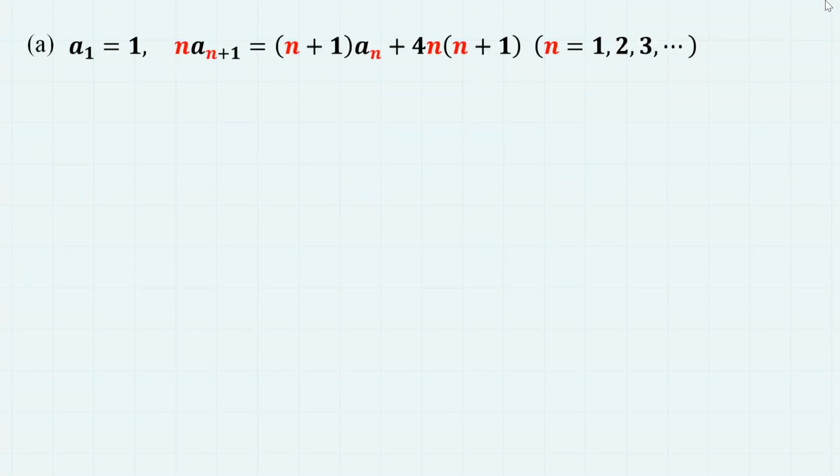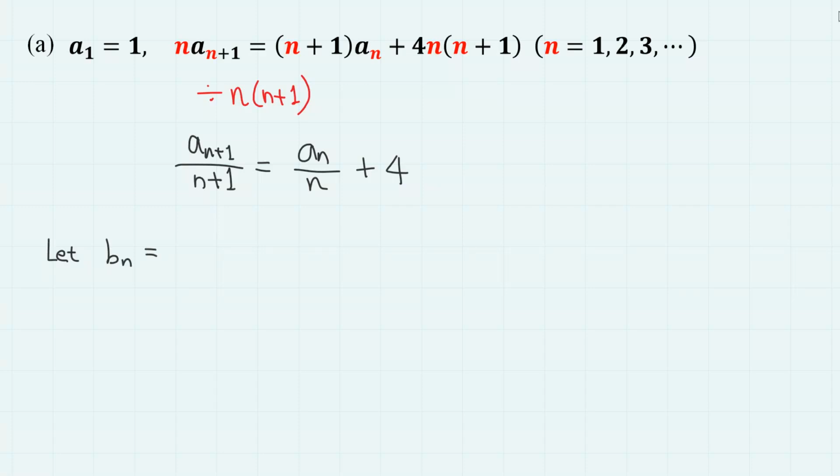For example, for the first one, let us divide both sides by n plus 1. Then we have a_{n+1} divided by n plus 1 equals a_n divided by n plus 4. Here, let us use substitution to simplify the recurrence relation a little bit. Specifically, let the new sequence b_n be a_n over n. Then a_{n+1} over n plus 1 is b_{n+1}. So we have b_{n+1} equals b_n plus 4.